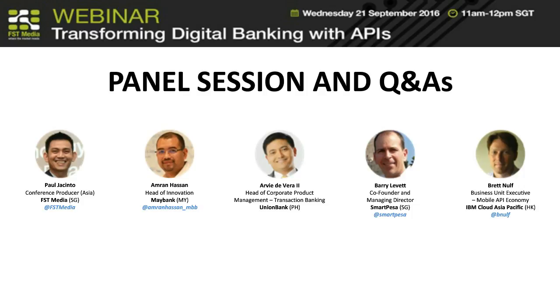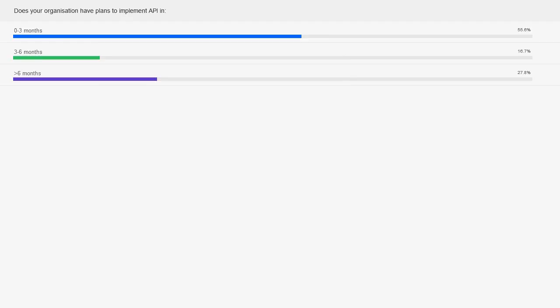Before we wrap up, I know we're a few minutes overrun, but I'm just going to show the poll results from earlier on whether your organization has plans to implement APIs. A majority, more than half actually, is looking at implementing APIs within the next 3 months, which is good because the disruption is already happening, and it shows that there is activity in the market right now, especially for banks and financial institutions, to move towards this.